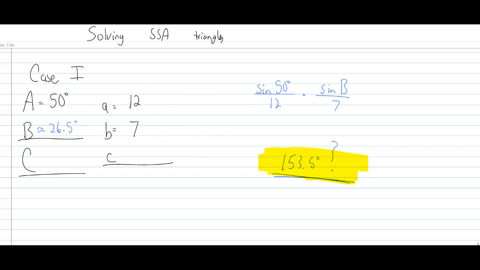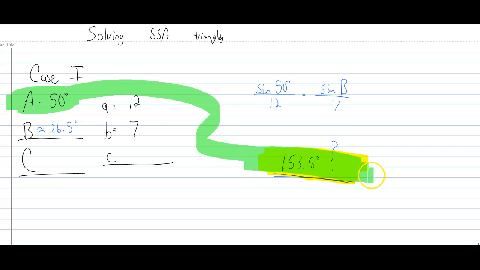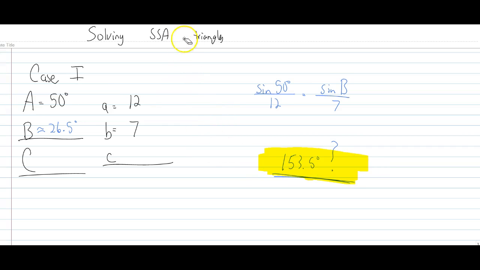The other big problem is that there's only 180 degrees in the triangle. And since angle A must be 50 degrees, there's no way our second angle could be this big because we would already add up to more than 180 degrees. So in this case, we're only going to get one solution. To finish it off, we have 50, and then this last answer in our calculator, 180 minus that answer minus 50 degrees, gives us 103.5 degrees for angle C.